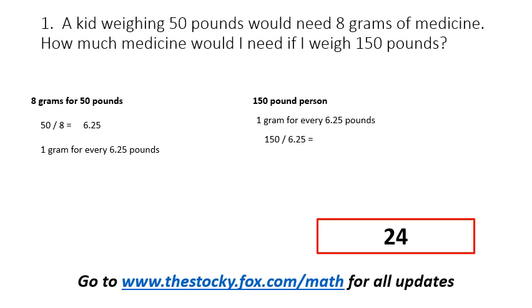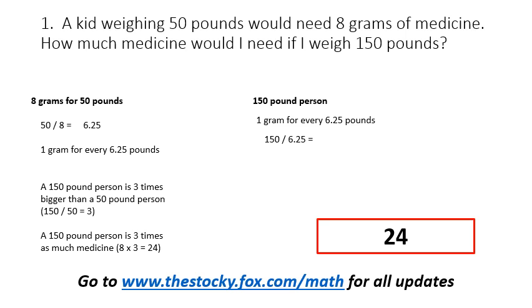What I did is probably the best, most thorough way to do it, but there's actually a lot easier way, so let's look at that really quickly. A 150-pound person is 3 times bigger than a 50-pound person, right? You can do that by dividing 150 by 50. Well, if a person is 3 times bigger, they're going to need 3 times as much medicine. Instead of 8 grams, 24 grams.